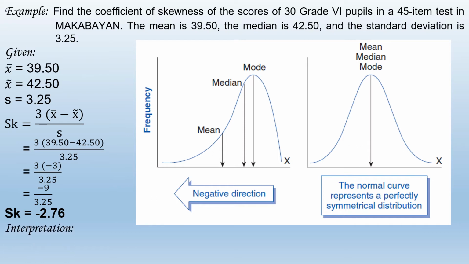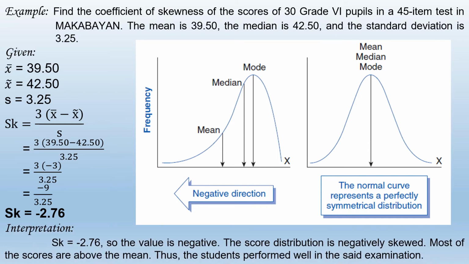Now the SK for the interpretation. SK is negative 2.76, so the value is negative. The score distribution is negatively skewed. Therefore, most of the scores are above the mean. Thus, the students performed well in the said examination. So that is in the negative direction.